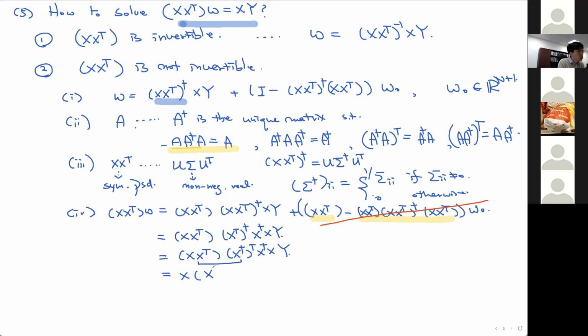So we have X transpose X and Y. But then, one of the properties of the pseudo inverse is that A transpose A is symmetric, and the pseudo inverse of A multiplied by A is symmetric. So the transpose operator will disappear.